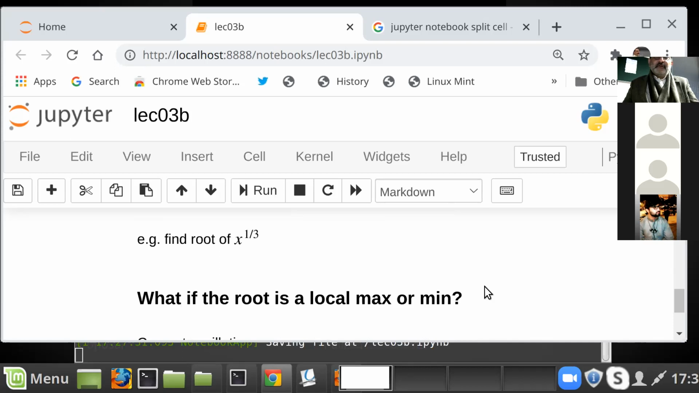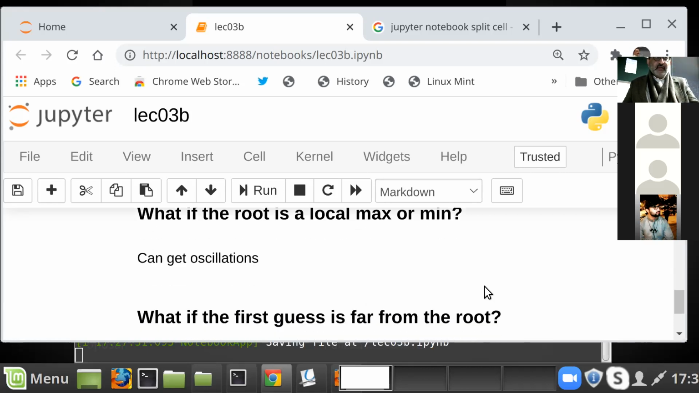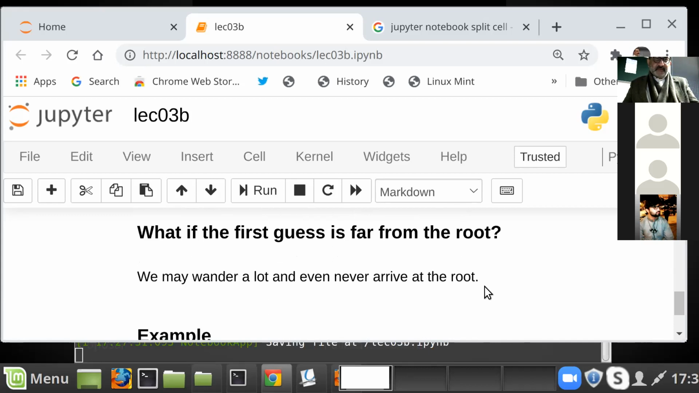What if the root is a local max or min? If the root is a local max or min, think about what's happening. You're taking a step, and then you'd be taking a step back, and so on and so forth. So you can get oscillations. And the other possibility is, what if the guess is very far away? You could probably end up wandering around a lot. Okay?